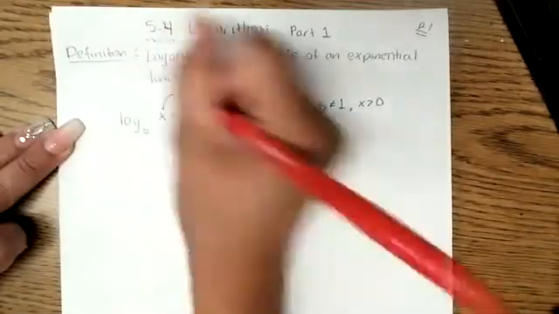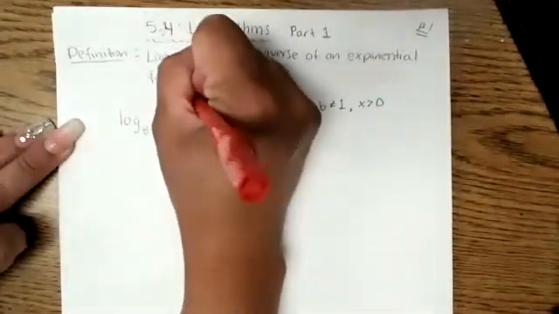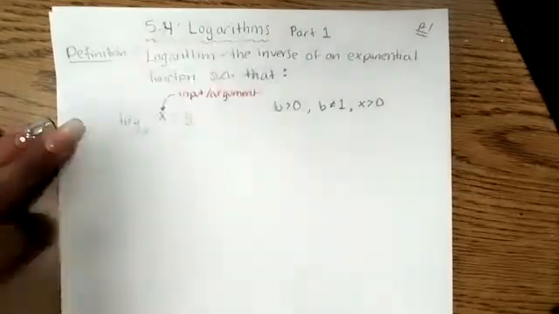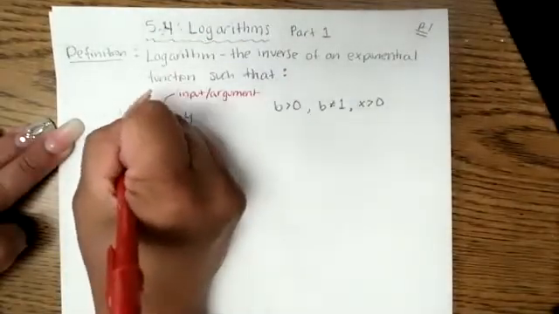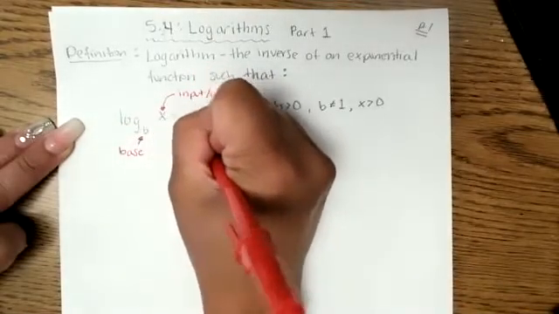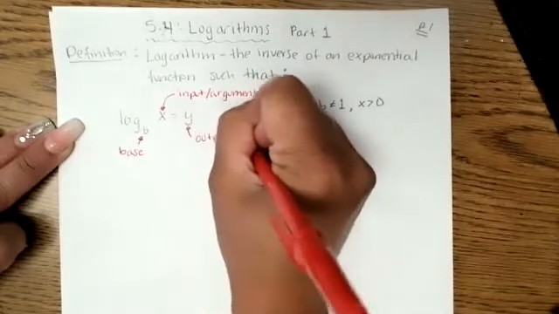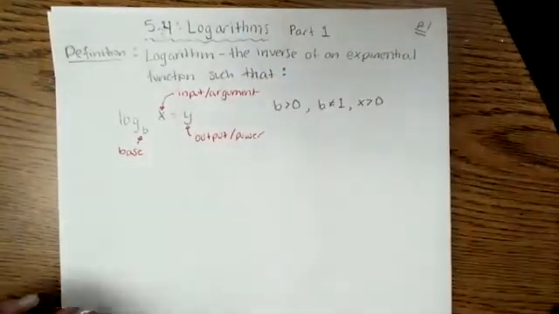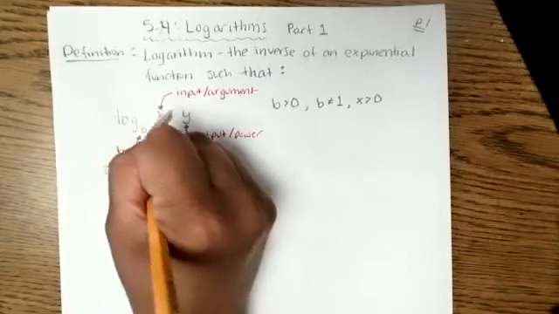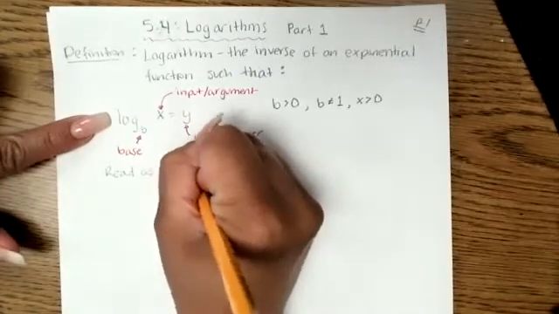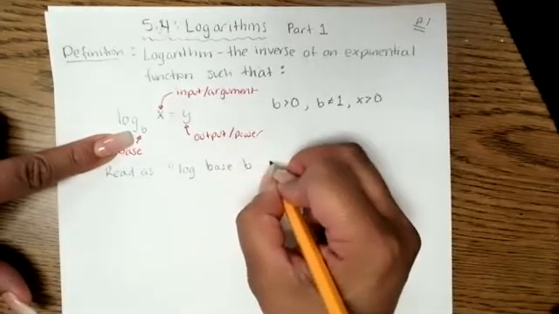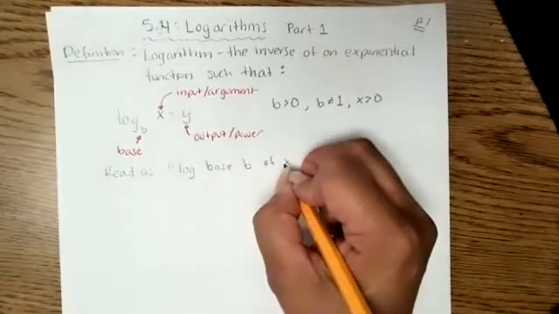The x is called the input or the argument. The b is the base, and y is the output or the power. And the way you read it is log base b of x is y.